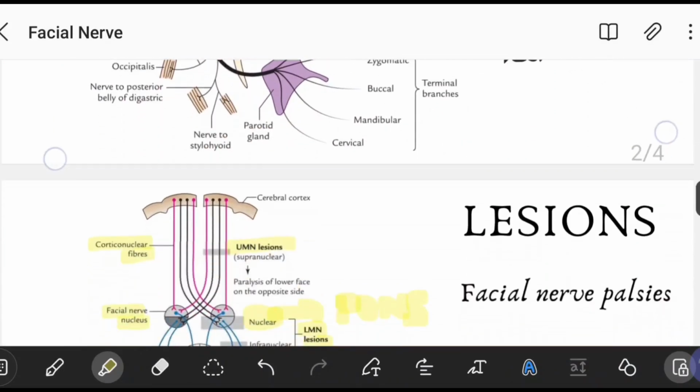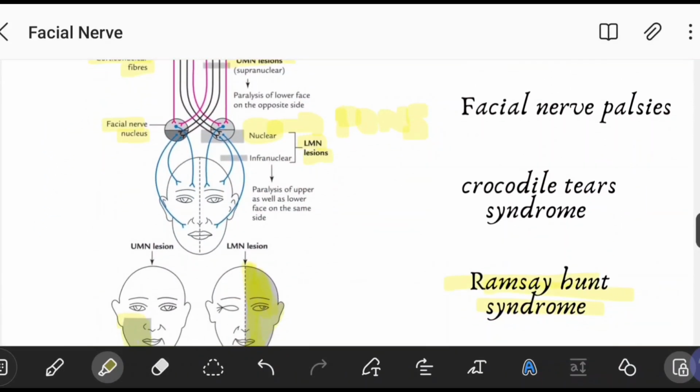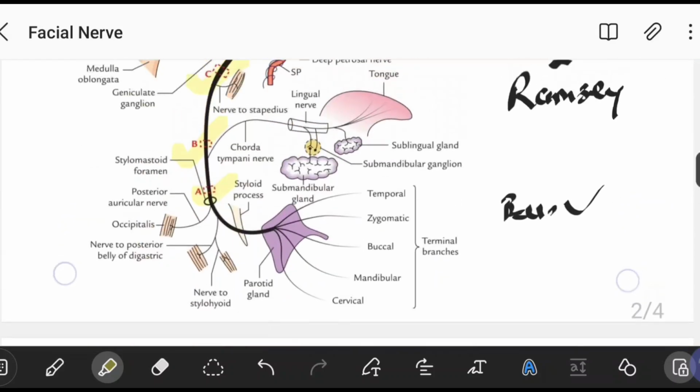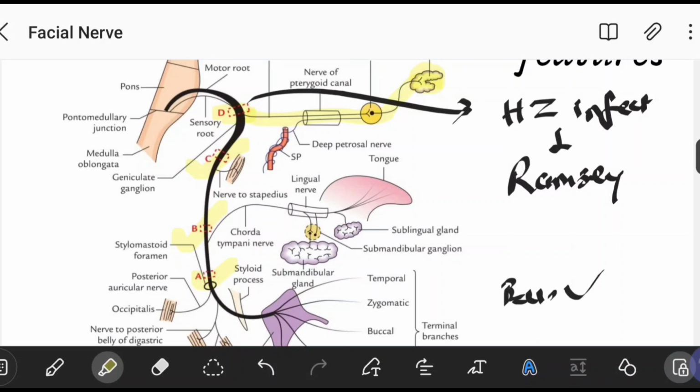So now one last thing that I want you guys to know is crocodile tear syndrome. It's a pretty interesting one. Crocodile tear syndrome is nothing but whenever you start eating, there is lacrimation. Why? Because there is a lesion proximal to the geniculate ganglion over here. Alright, that's all you have to know.